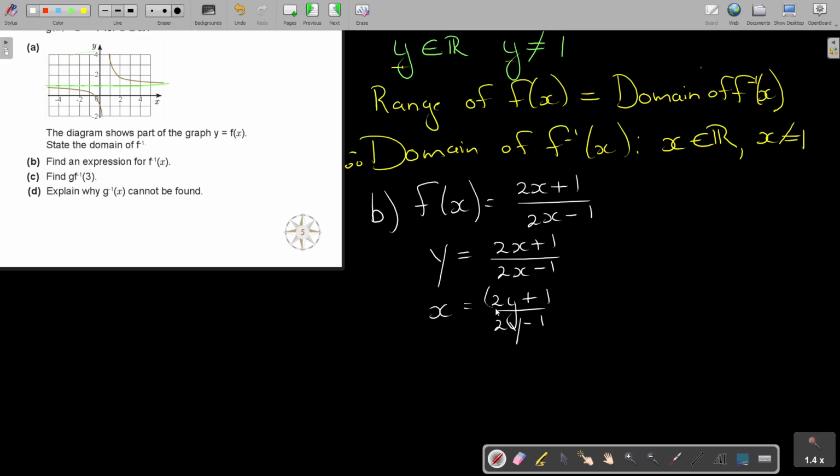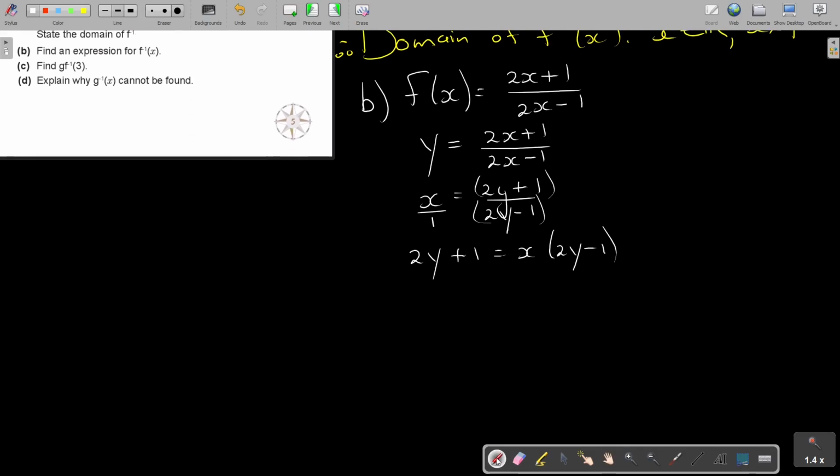And now I just put brackets, put it over 1, cross multiply. So 2y plus 1 equals x times (2y minus 1). And I just multiply out. So I get 2y plus 1 equals 2xy minus x.